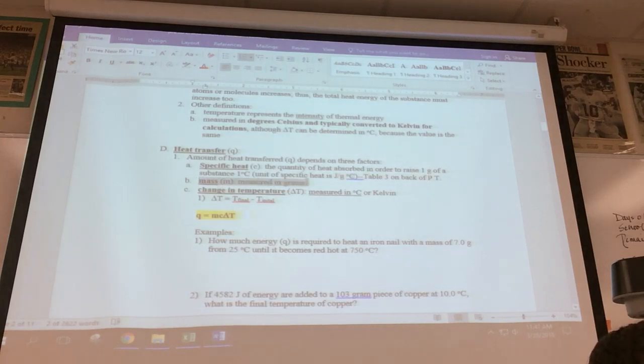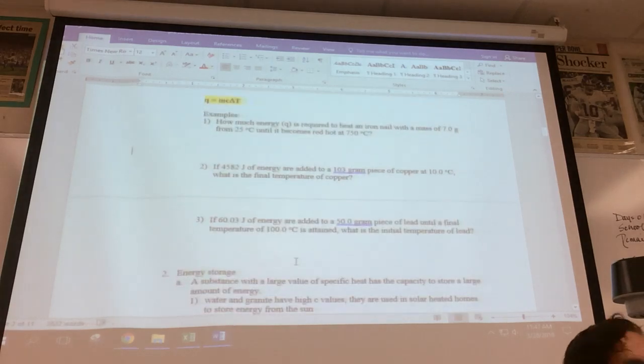Heat transfer also depends on mass measured in grams, and the change in temperature, again measured in degrees Celsius. You can do it in Kelvin, but it's just not necessary. It's much easier to leave it alone. Here's your first formula for this chapter. Q is equal to MC delta T.